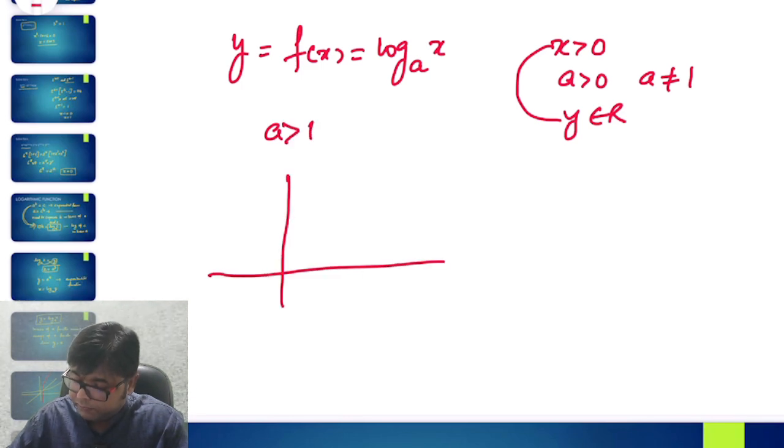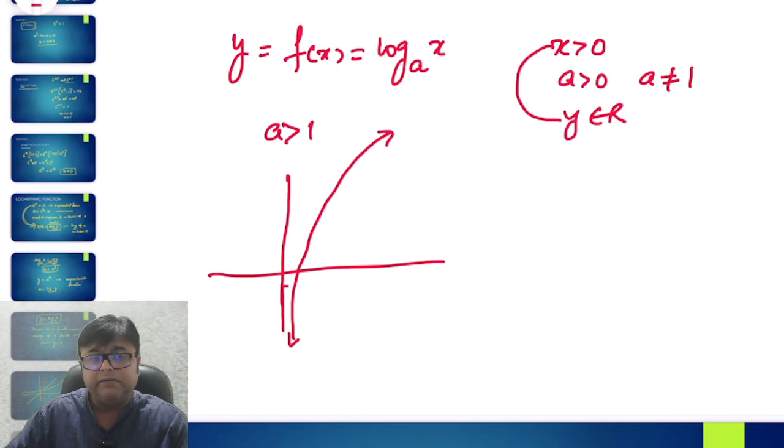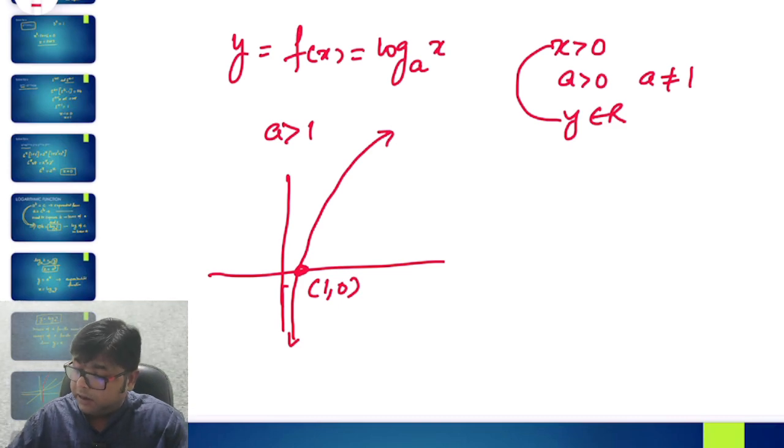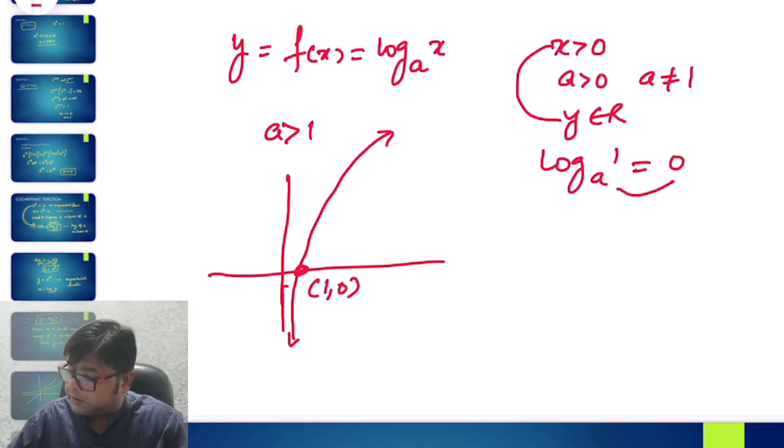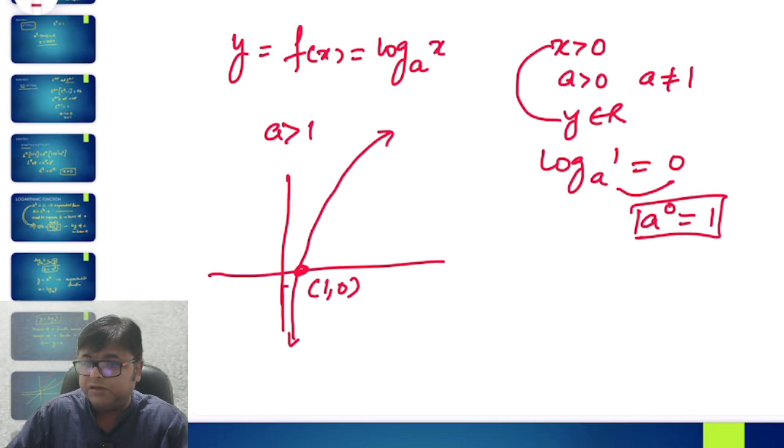then the graph looks like this, as I have told you. It looks like this, right? So here this is (1, 0). Log of 1 in any base is 0 simply because a to the power 0 is 1. So using the same exponential form, I can verify that log of 1 in any base is 0, right?